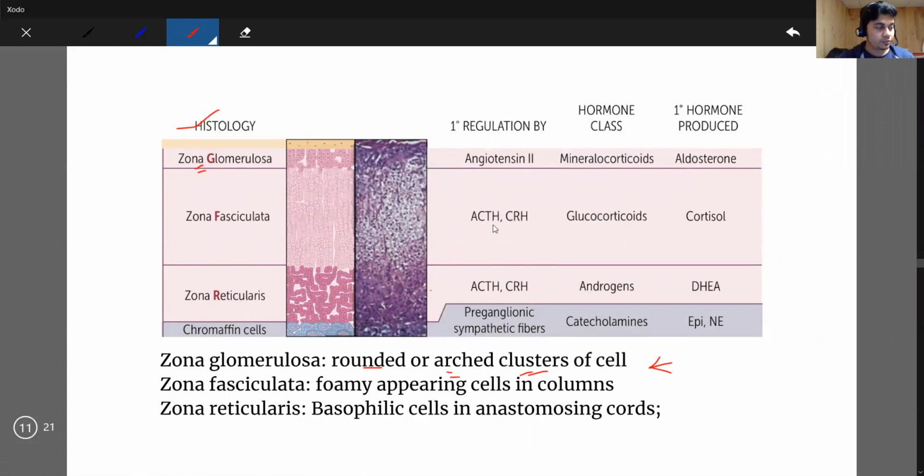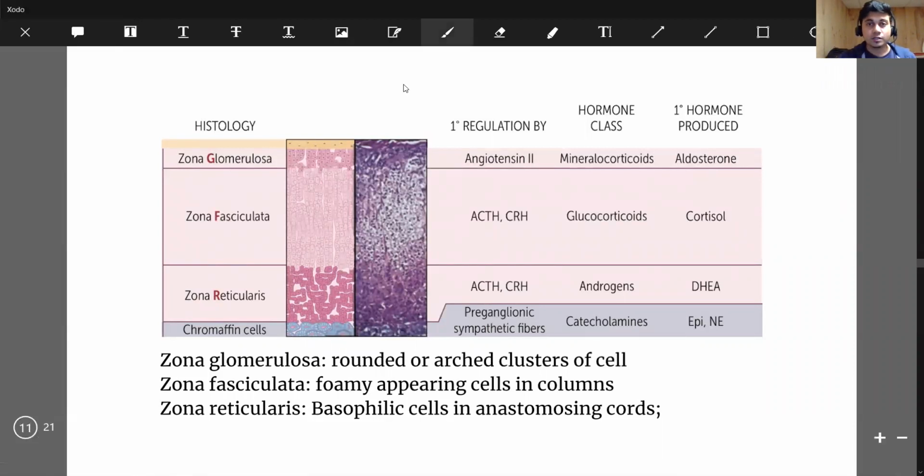That's the description of the cell that we get in the zona glomerulosa. Primarily, angiotensin 2 is the regulator of the secretion of hormones from the zona glomerulosa. The hormone that is secreted from the zona glomerulosa is our favorite mineralocorticoid, aldosterone, which helps in blood pressure regulation, sodium and water uptake, and potassium and H plus excretion in the kidney.